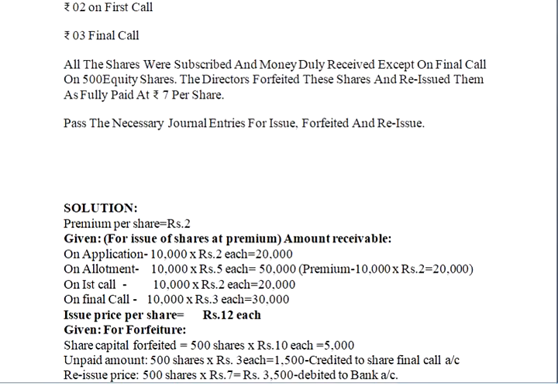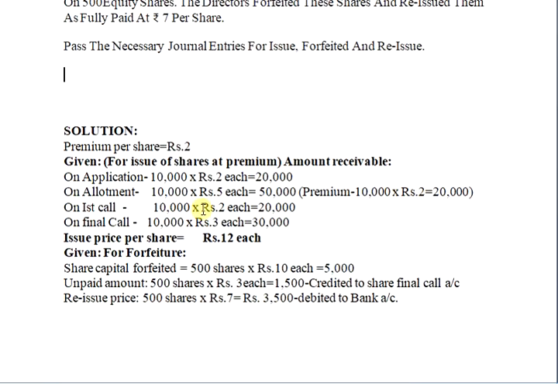Now we can see the solution. What is the given information? First we can see that the premium per share is given. How much is the premium? Rupees 2. So on application, how much are we receiving? 10,000 into 2, it becomes 20,000. On allotment, 10,000 into 5, it becomes 50,000, which includes the premium. So we separate that premium amount, 10,000 into 2, it becomes 20,000.